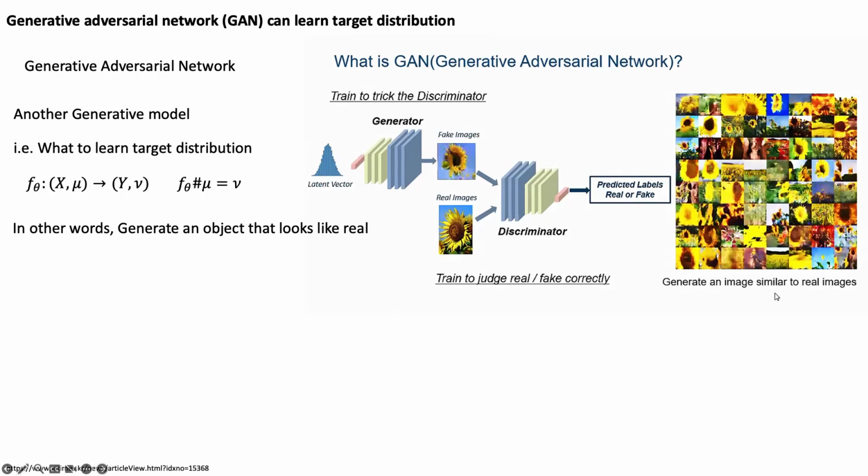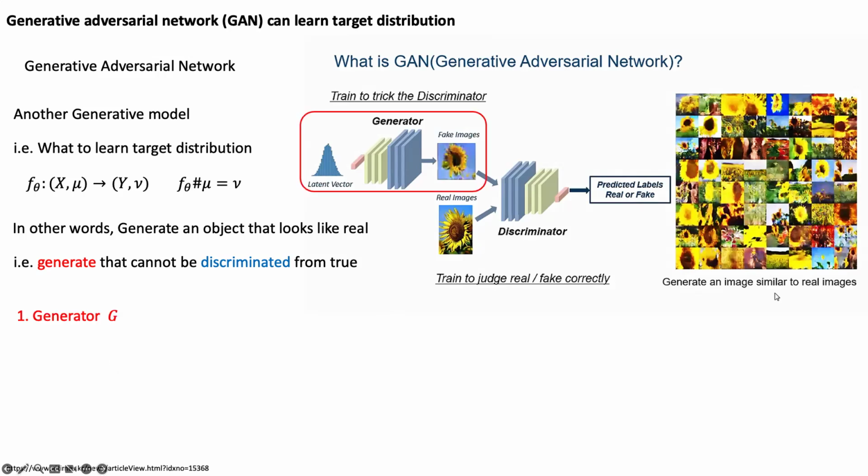So GAN tries to generate an image. First time you keep generating fake images, but if you train the neural network, you end up generating something that looks really like a real one. So in other words, you generate something that cannot be discriminated from true. So that's why we have a generator here and a discriminator.